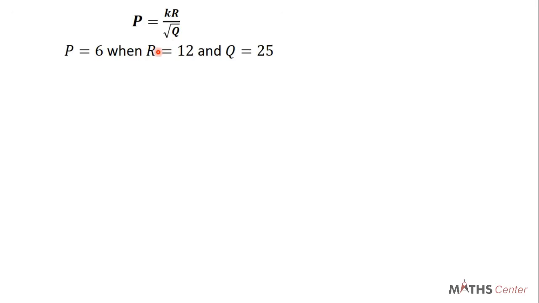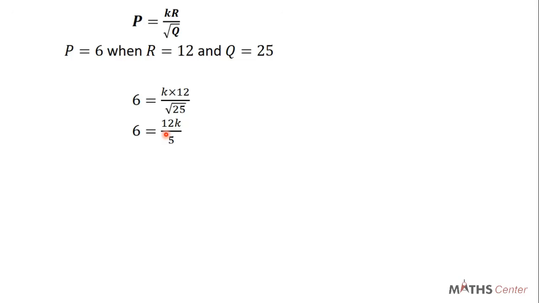Okay, so we have P is equal to kR divided by the square root of Q. The question told us that P is equal to 6 when R is equal to 12 and Q is equal to 25. That means that we can replace P with 6, R with 12, and Q with 25 in order to find the value of k. If you do that, you have 6 is equal to k times 12 divided by the square root of 25. And this will give us 6 is equal to 12k divided by 5, since square root of 25 is 5.